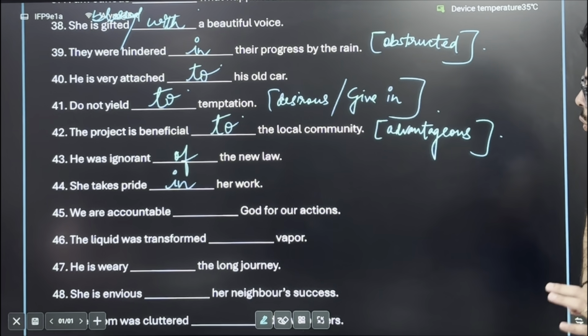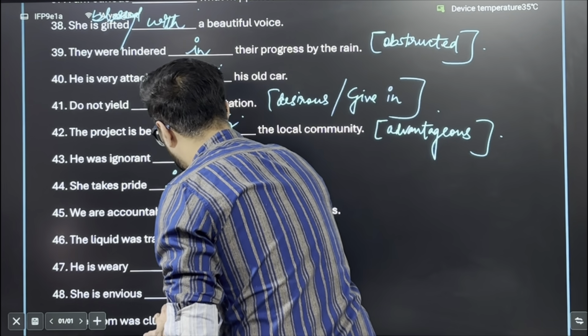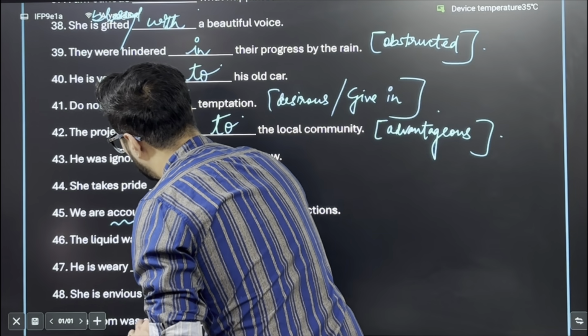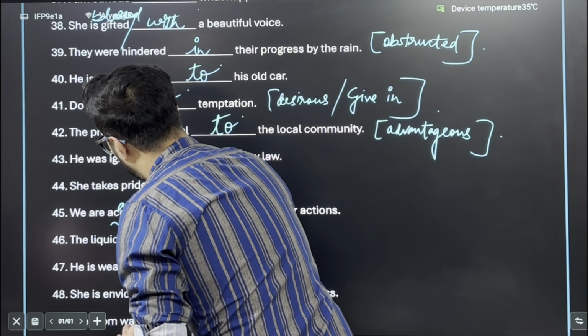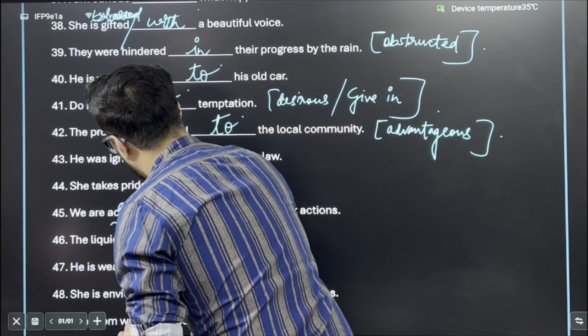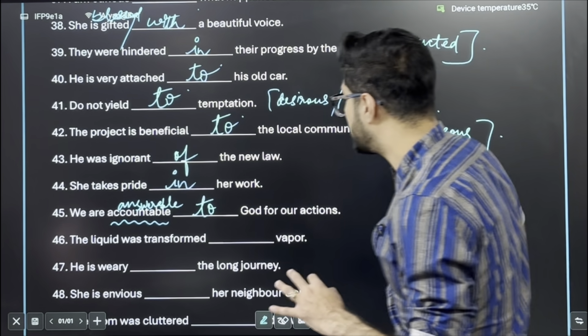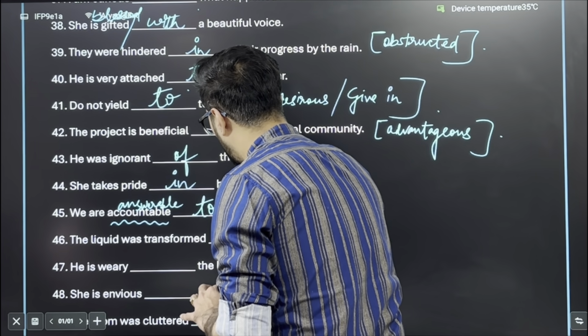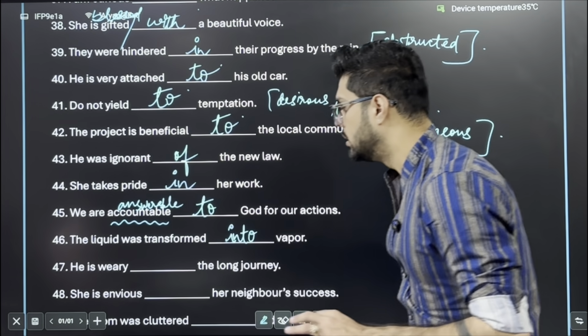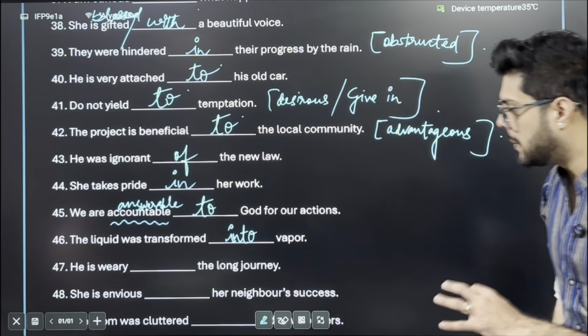We are accountable to God. Accountable means we are answerable. Accountable means we are answerable to God for our actions. The liquid was transformed into vapor.